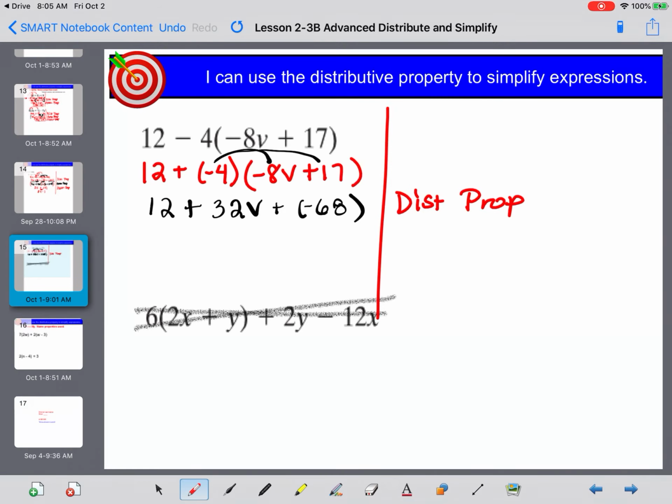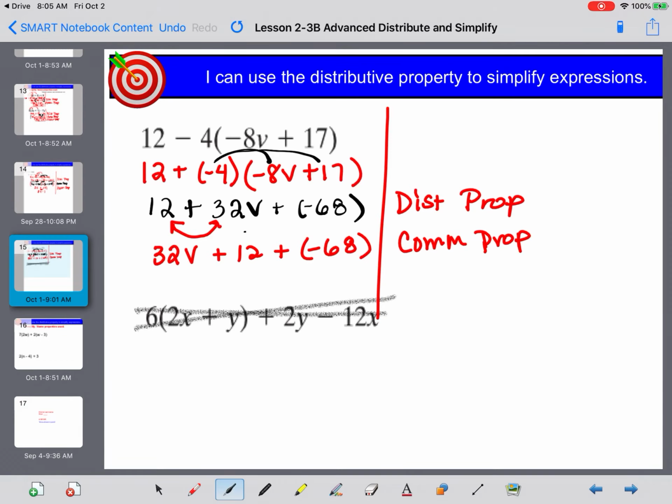All right, the next thing, I need to use the commutative property so that my constants are by each other. So I'm going to rewrite this as 32v plus 12 plus negative 68. That was the commutative property, that allowed me to make that move.